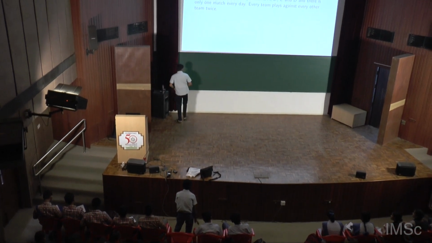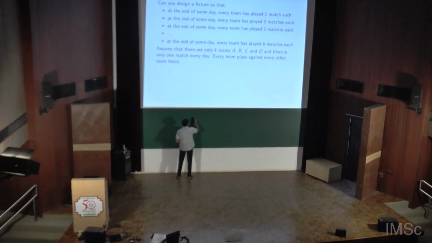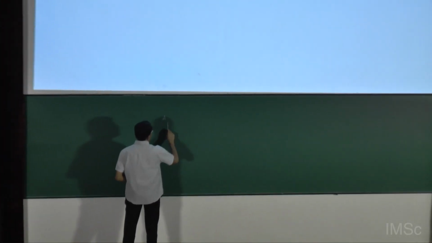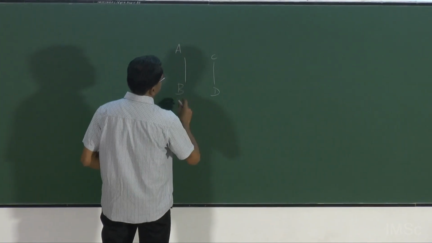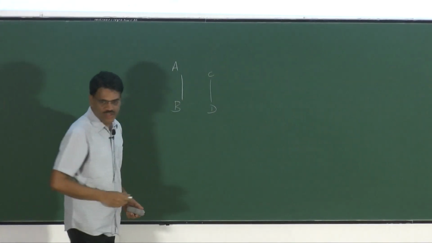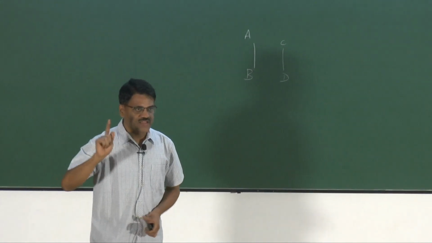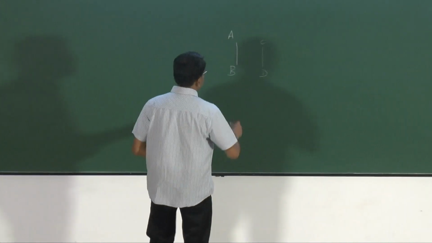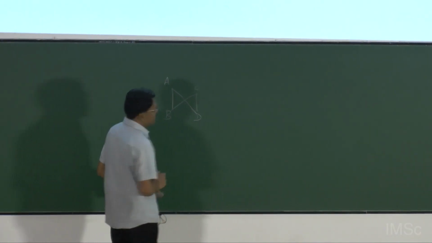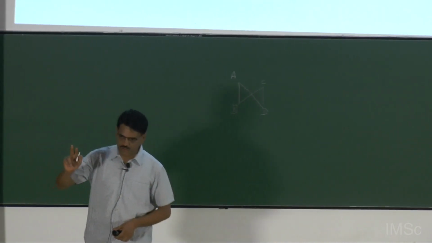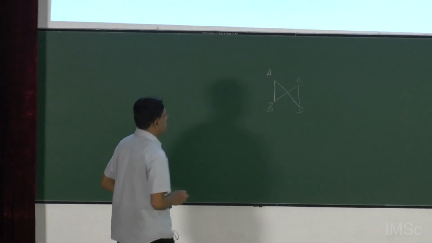Right. So what he is saying is something like this. A and B play, and then C and D play next match. So at the end of these 2 days, everybody has played exactly one match, right? Then maybe A and D play, and then C and B play. At the end of this, everybody has played 2 matches. Nobody has moved to the third round yet.